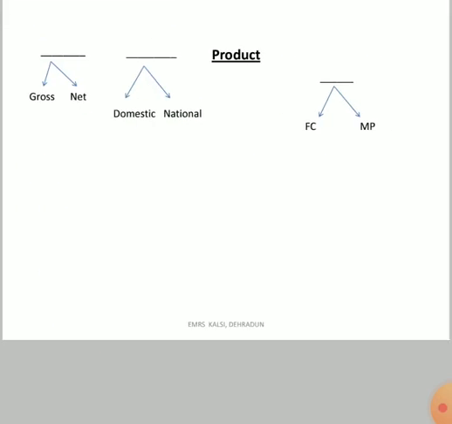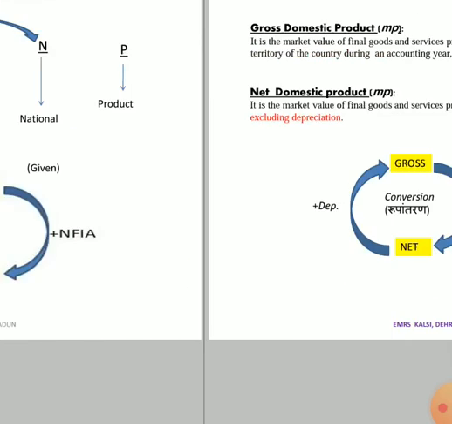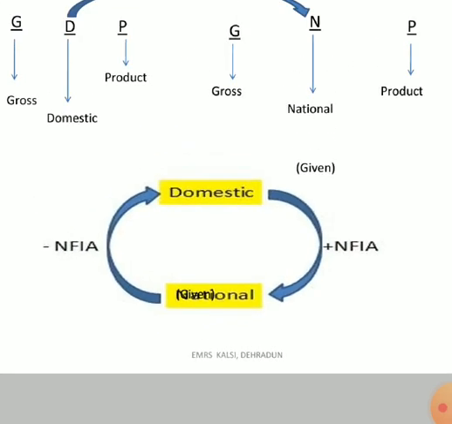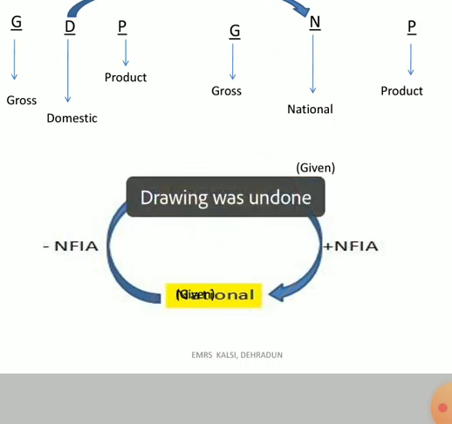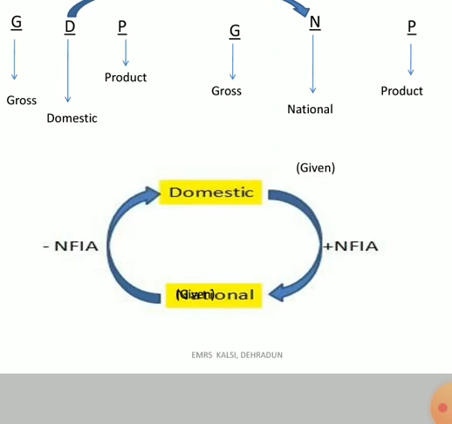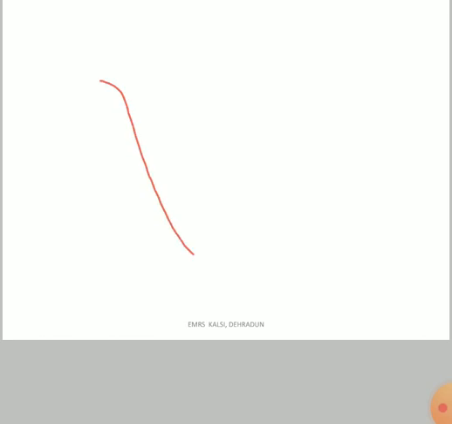Now our third formula is domestic and national. Here, domestic means घरेलू, and national means राष्ट्रीय. Let's see an example. Let me explain here. Suppose this is India. Domestic means within the Indian territory.